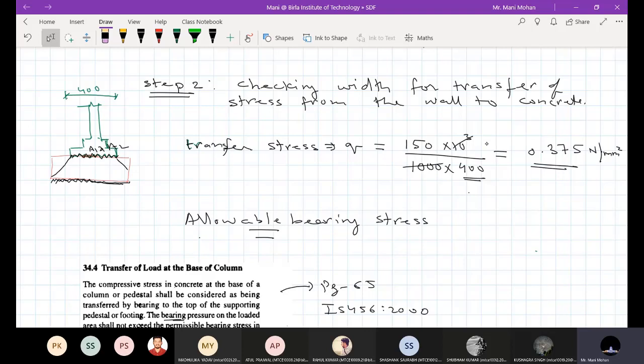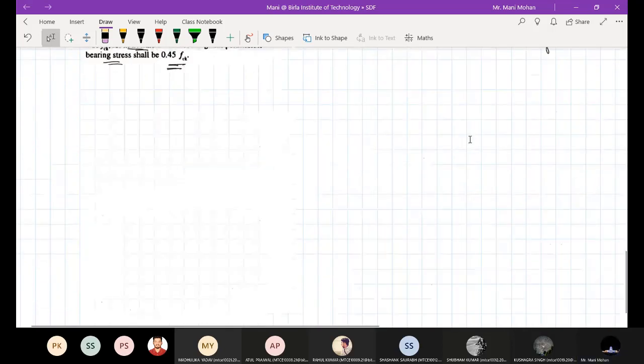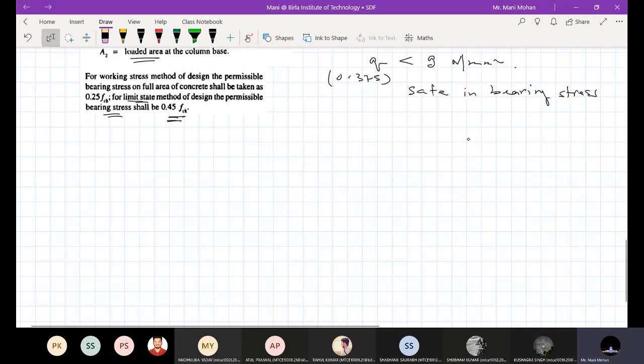So once you have done this, next we will compute the angle of dispersion of the footing. So this is a plain concrete footing. My step 3 is going to be angle of dispersion.